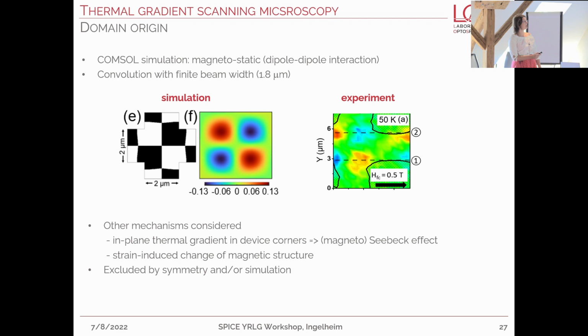So Freya did a COMSOL simulation of this magnetostatic interaction. She added a convolution with the finite Gaussian shape of the beam. And what she got was this type of structure, which resembles quite strongly what we observed. So our conclusion was that this is really of magnetostatic origin.